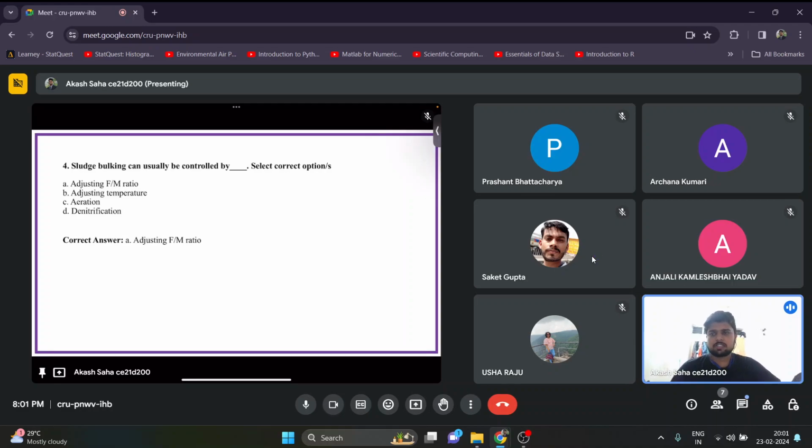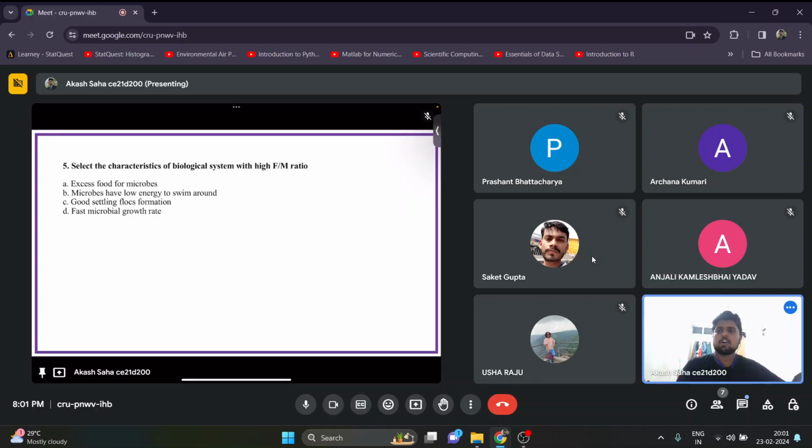Maybe if instead of adjusting temperature, it is by adjusting the sludge age or reducing the sludge age, then yes, sludge bulking can be controlled. But here the only answer is F by M ratio. Okay, the next question. Select the characteristics of a biological system with a high F by M ratio. So what happens when there is a high F by M ratio?